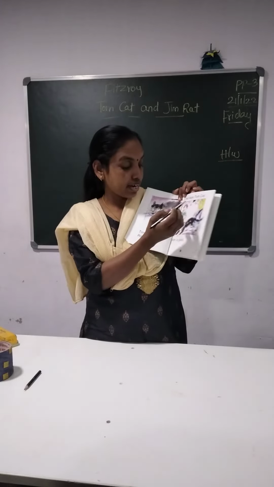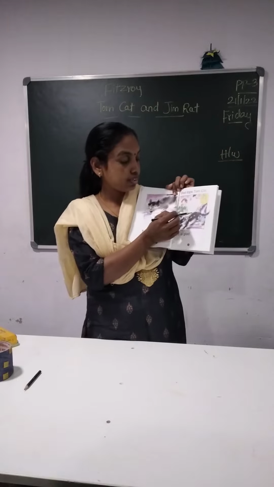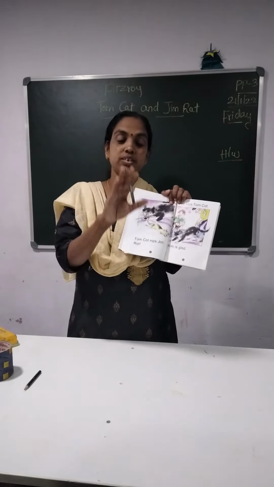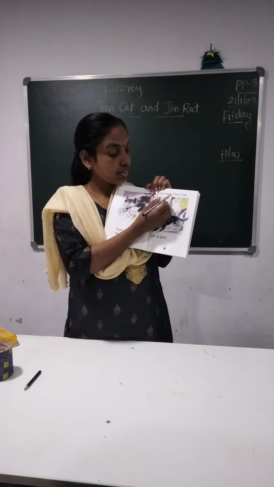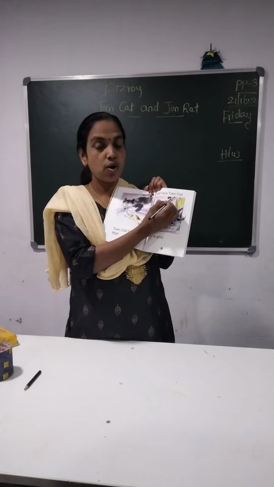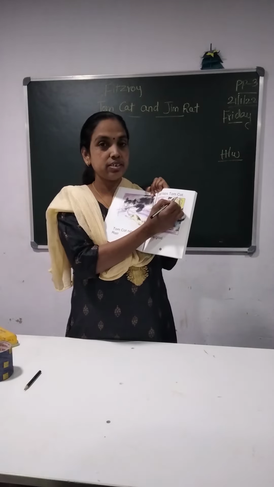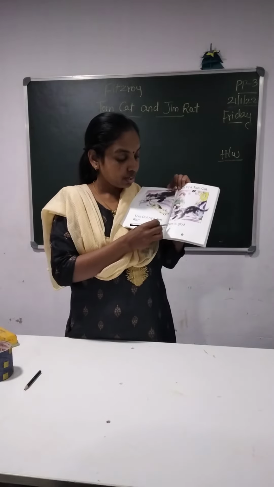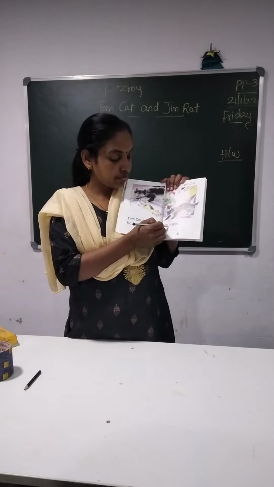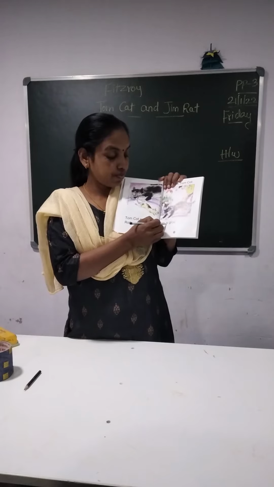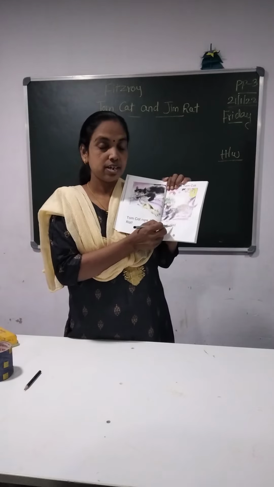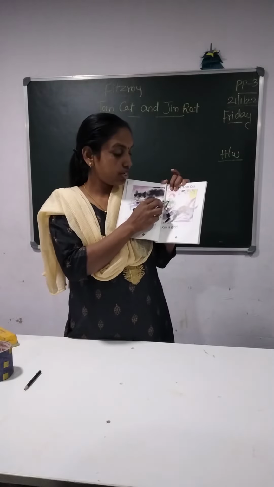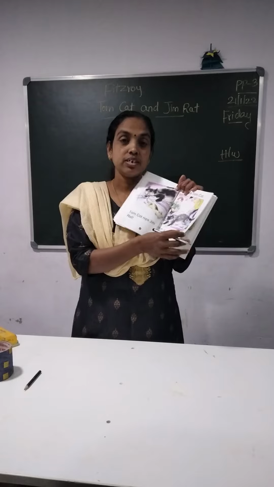Dad taps Tom cat. So Dad, what he did, Dad taps. So he hit a tap on the cat. Dad taps. Taps Tom. Tom cat. Cat. Okay. Kim is glad. Kim. Kim is. Is glad. Glad. Okay. So Kim is glad that Dad tapped the cat.